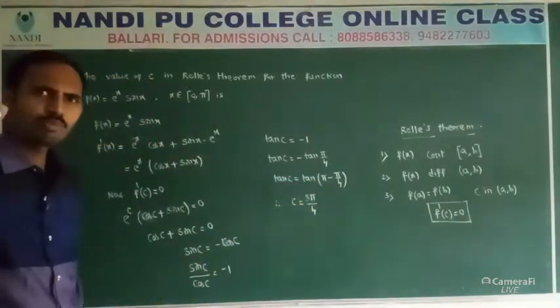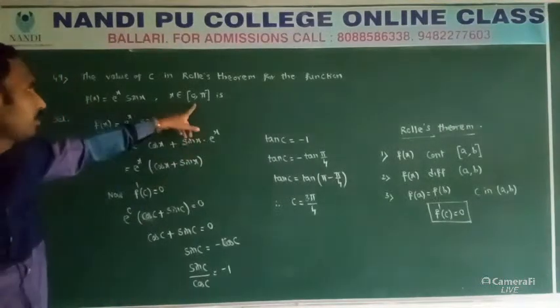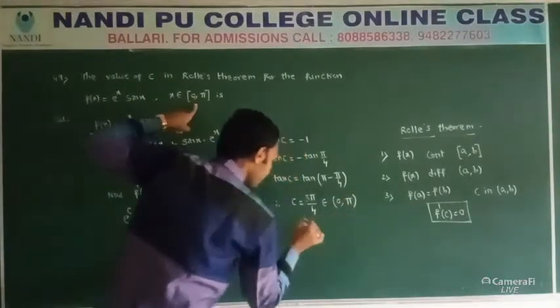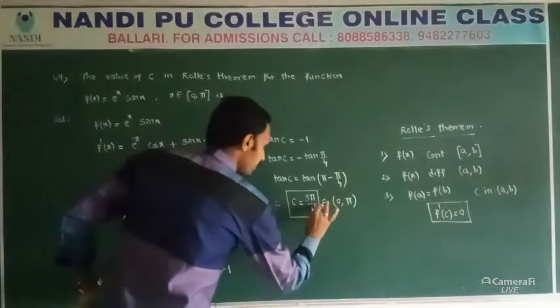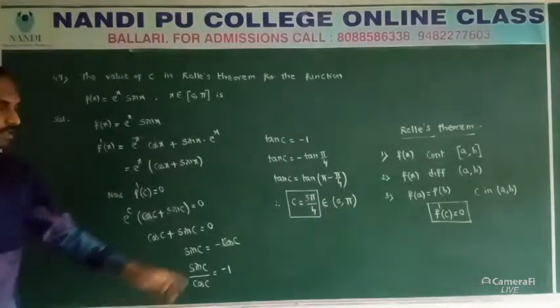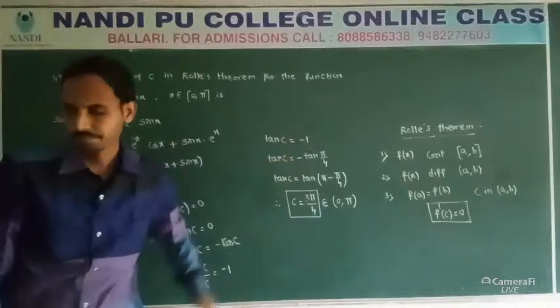3 pi by 4 means how many degrees? 3 into 45, 135. 135 belongs to the open interval 0, pi. Tan 135 is minus 1.